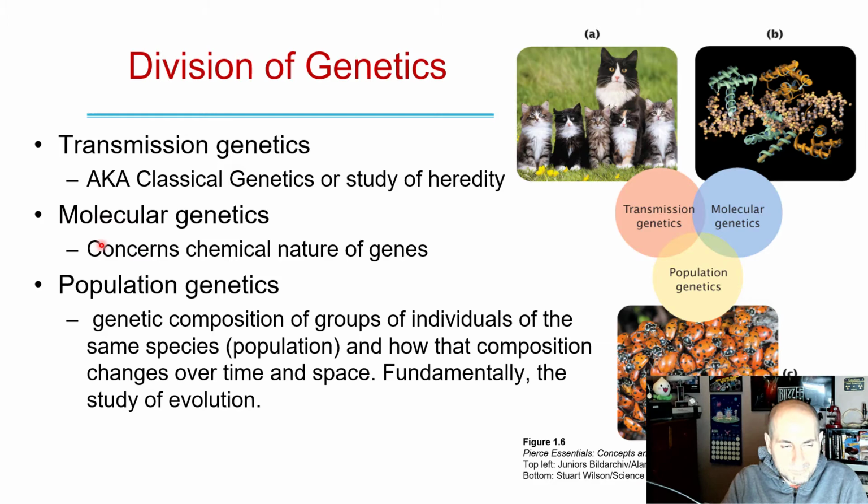So another major division is population genetics. This is looking at populations. A population in genetics, in biology, means a group of individuals of the same species. So if I'm a biologist talking about a population, I'm talking about all of the fruit flies. That's a population. Here's an image of ladybugs. All of the ladybugs would be a population. Humans would be a population. Fundamentally, it's the study of evolution, because you're looking at how the genes in that population change over time and space.